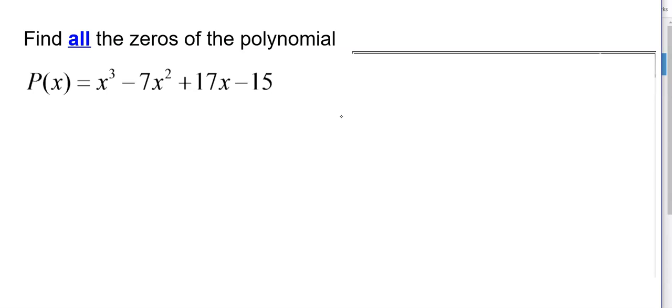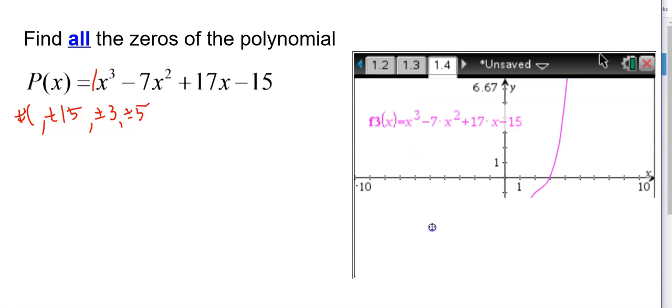Let's do one more. So again, list out the possibles. These are easier ones because the leading coefficient's 1, so I'm dividing by 1 here. So factors of 15 divided by factors of 1. You get plus or minus 1, plus or minus 15, plus or minus 3, and plus or minus 5. I think that's it. Go ahead and graph this in your calculator. When you do, you're going to get something that looks like this. You can probably see that a solution looks like x equals 3 right there.